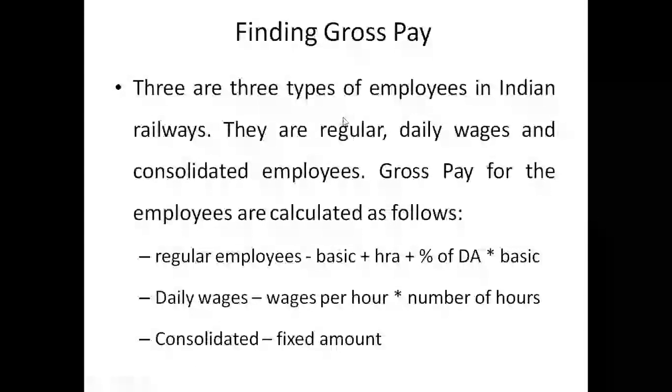So there are three kinds of employees, and the gross pay is calculated for the employees as follows. For regular employees, this is the formula that we will use: basic plus HRA plus percentage of DA into basic. Similarly, daily wages we will calculate as wages per hour into number of hours. For consolidated employees, we will give just the fixed amount, right?